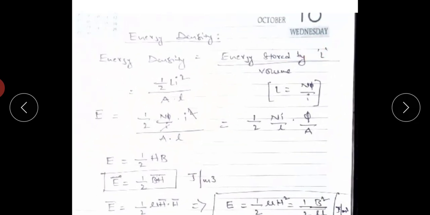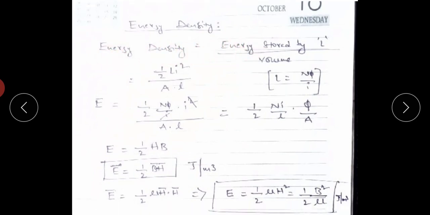Okay, next one, the energy density. The energy stored by the inductor per unit volume is called energy density. So the energy density is mathematically the energy stored by the inductor divided by the volume of the inductor. We know that the energy stored by the inductor equals 1 by 2 Li square and the inductor volume equals the inductor area into the inductor length, A into L.